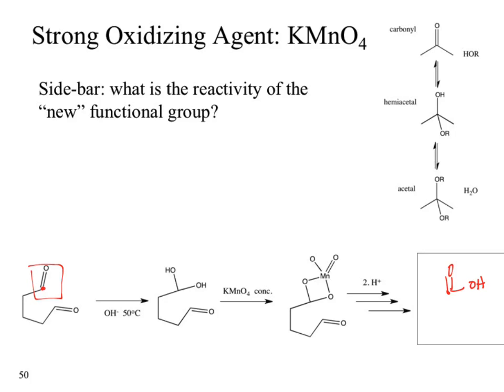Okay? We can stop at the aldehyde. The issue is that permanganate is super reactive. Once it initiates, it's going to cascade all the way down to the carboxylic acid. It will fully oxidize. Okay?